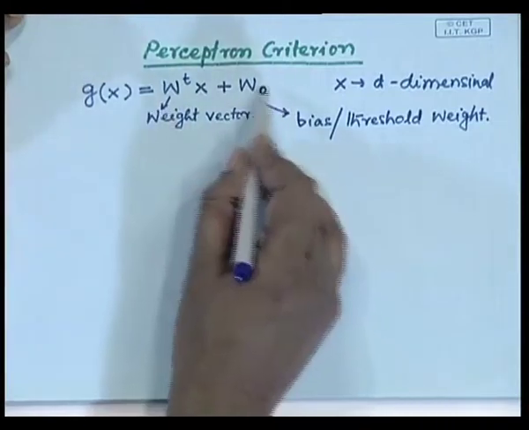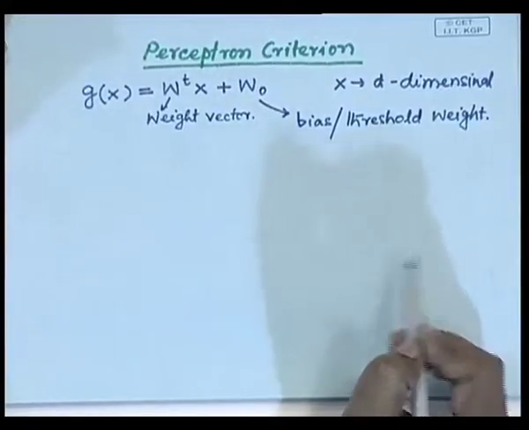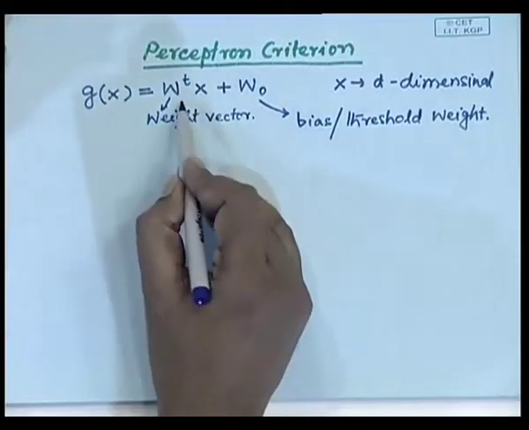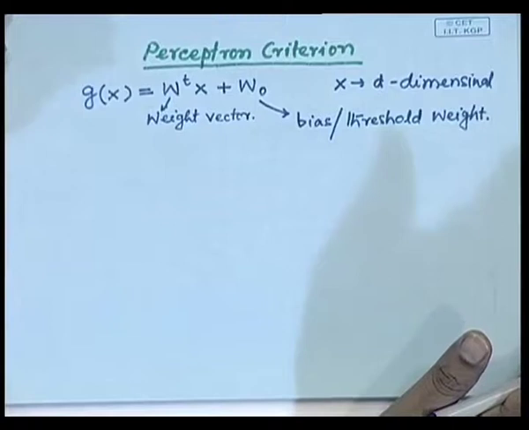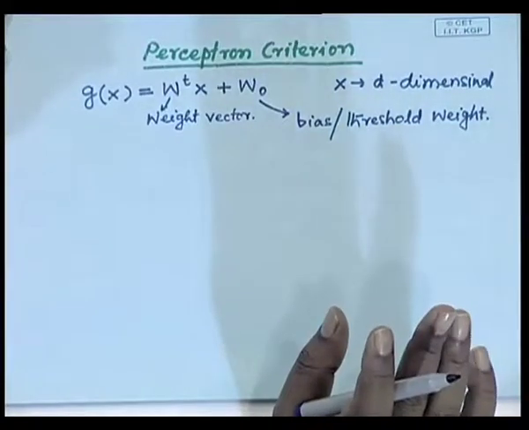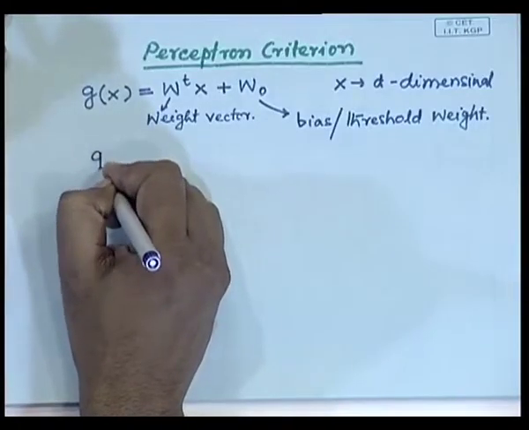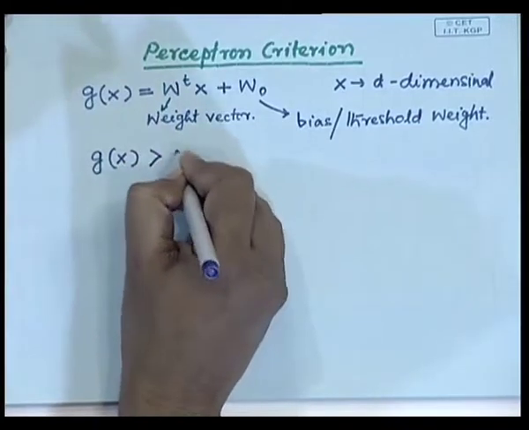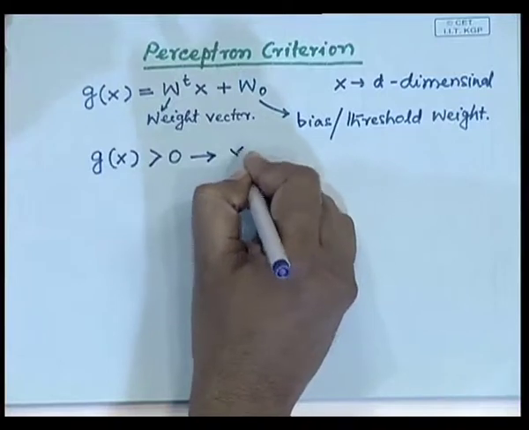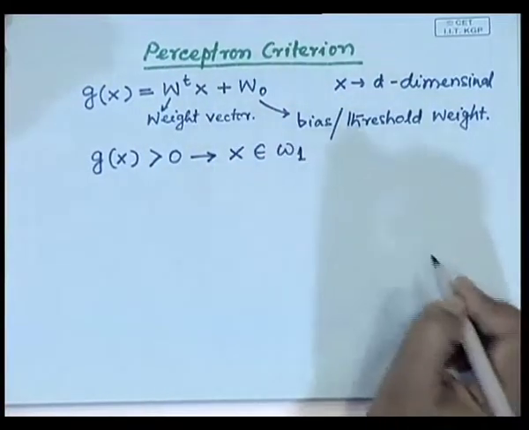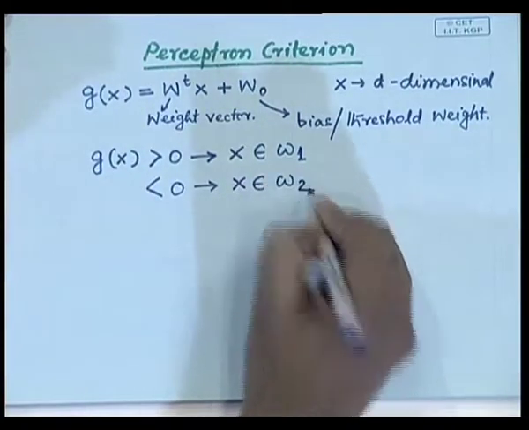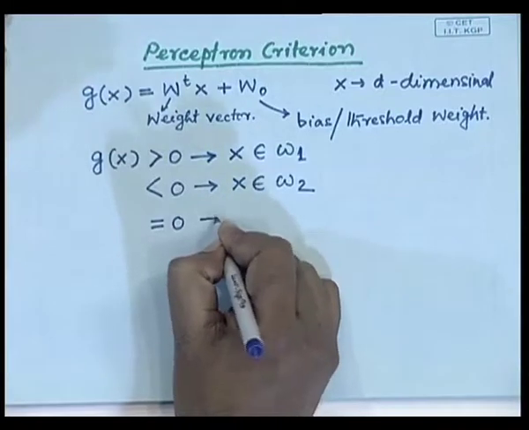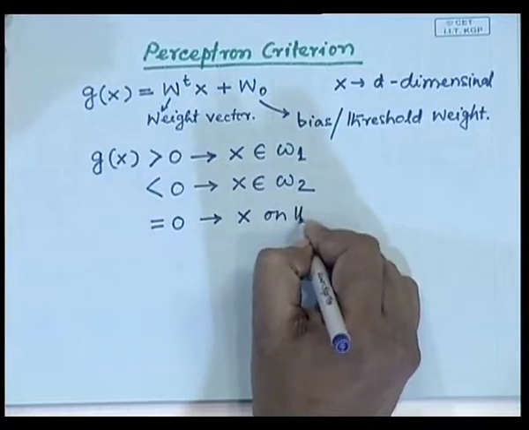You see that this particular expression is a linear expression, where x is a d dimensional vector, w is also a d dimensional vector, and the term w transpose x is nothing but the inner product of vector w with vector x. Our decision criterion will be that for an unknown feature vector x, if g(x) is greater than 0, then we classify x to belong to class omega 1. If it is less than 0, then x will be classified to class omega 2, and if it is equal to 0, then we say x is on the decision boundary.